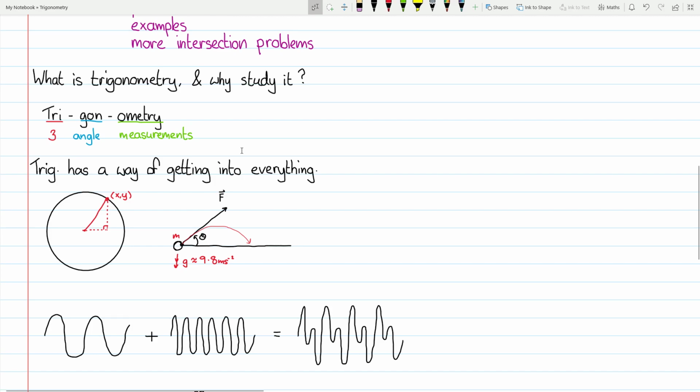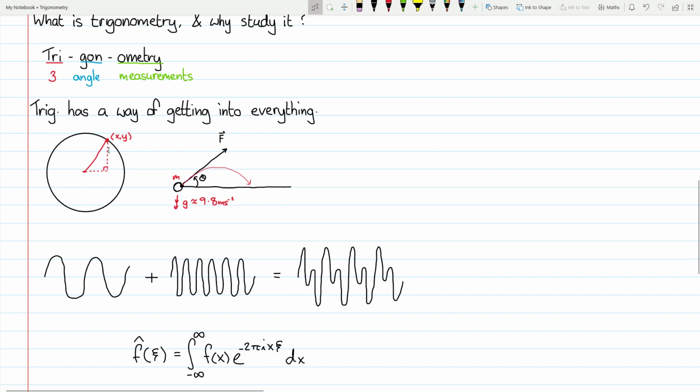And triangles, which is what trigonometry studies, have a way of getting into everything. So I've drawn a couple of pictures here just to illustrate that. Trigonometry involves triangles, but if you notice, if we describe any point on the circumference of a circle, we're going to be using triangles, right? You can see how there's a right triangle embedded into the circle, so the trig functions apply.